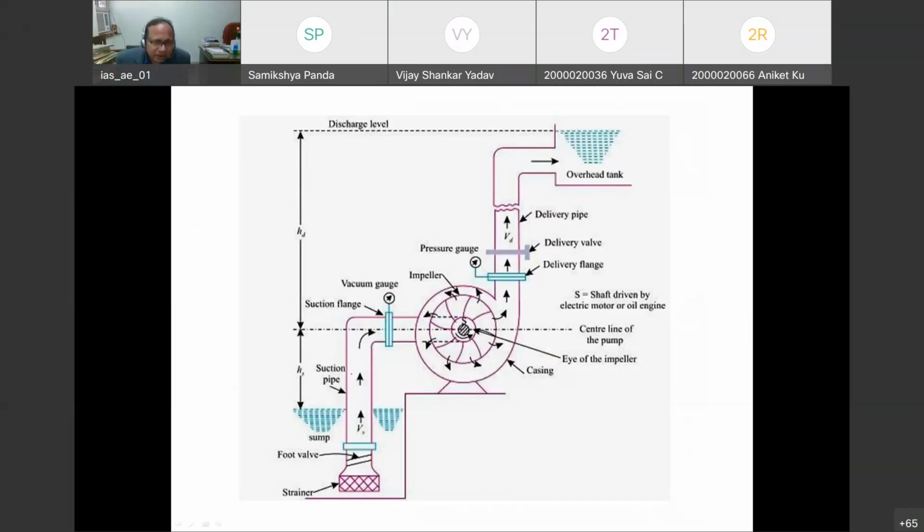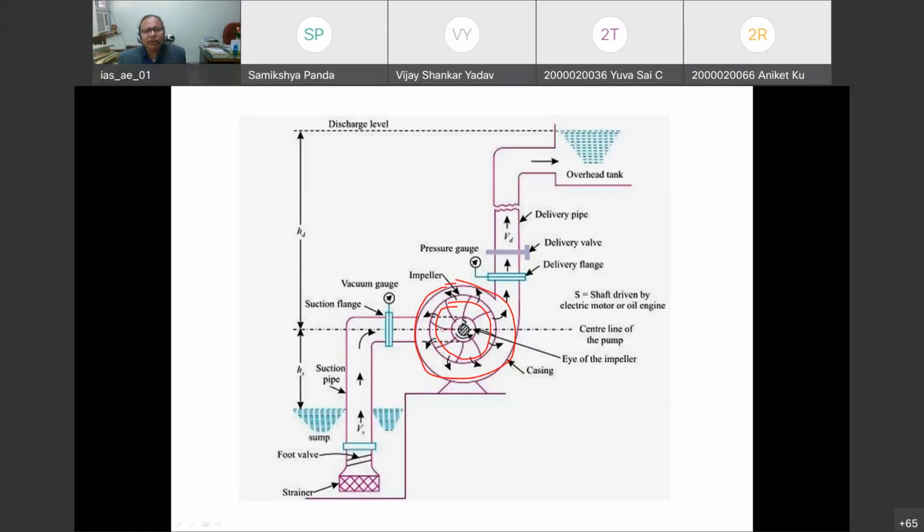Now I just want to introduce the different parts essential for the operation of the pump. As I told, this is the casing of the pump. In this there is an impeller, and this impeller is connected to the prime mover, and the impeller will be in the operating position, meaning it will start rotating.